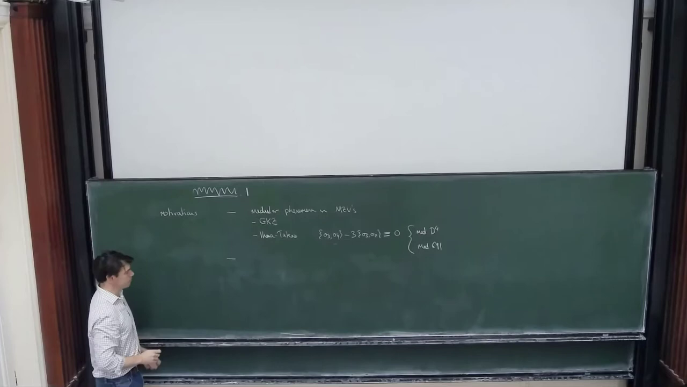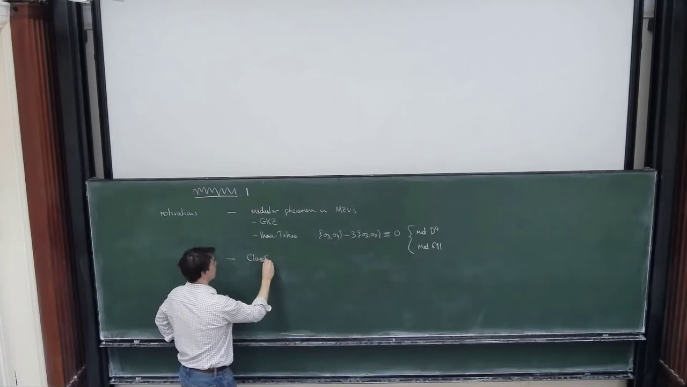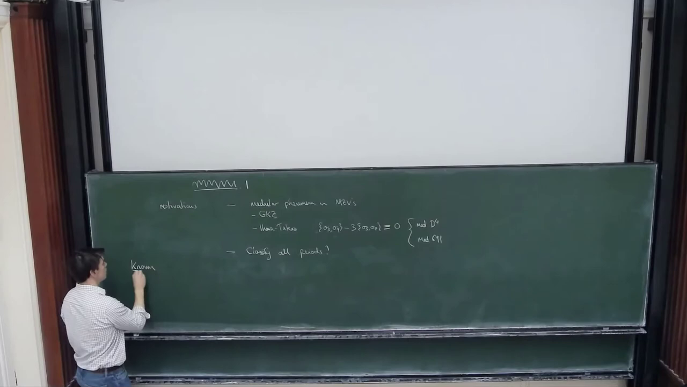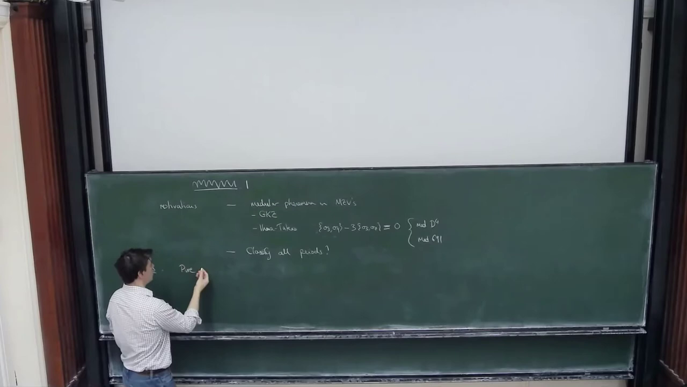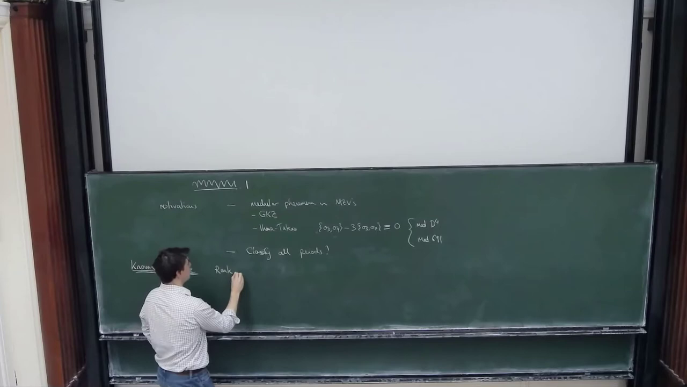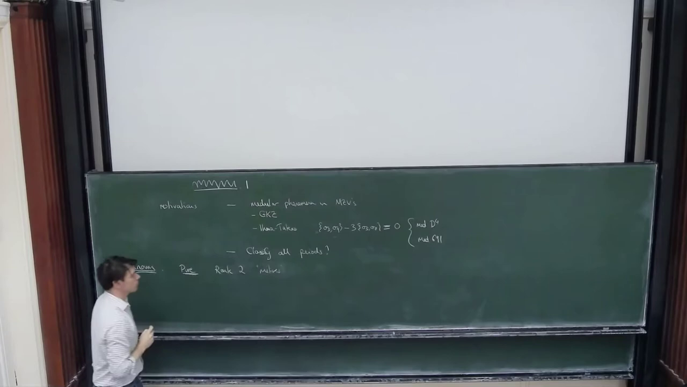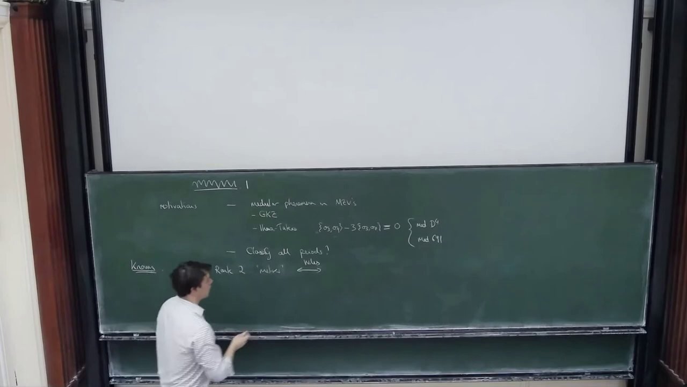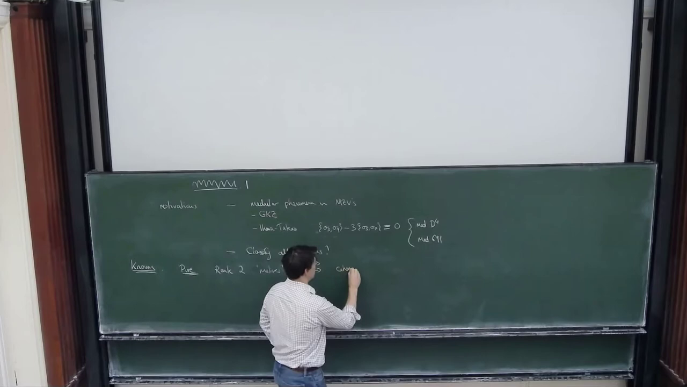A much more grandiose motivation is to try to classify all periods, or all motives. There are some results in this direction. I'm just going to mention two examples. The first one is the case of pure motives. We know that rank 2 motives, or rather systems of compatible l-adic Galois representations, to be even more loose, are shown by Andrew Wiles and collaborators to come from the cohomology of modular curves.